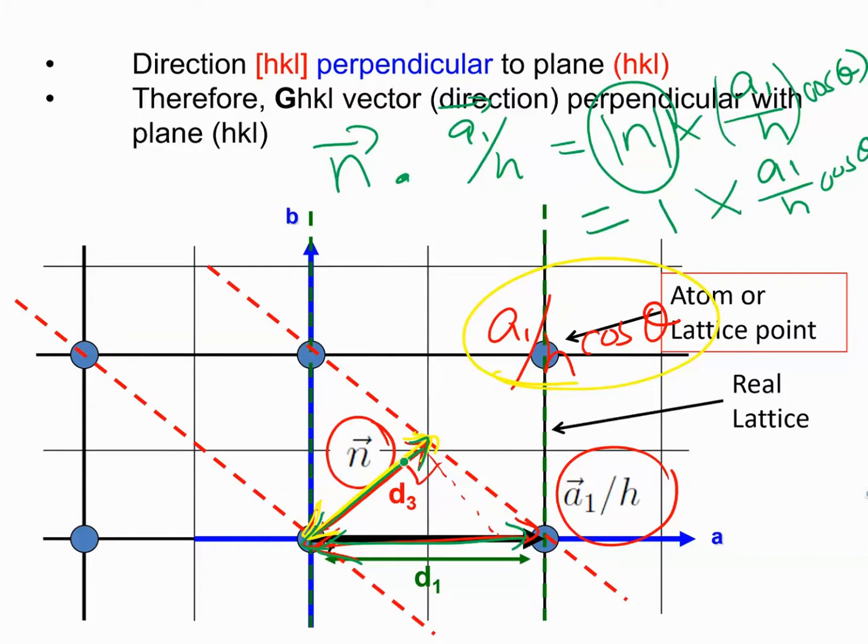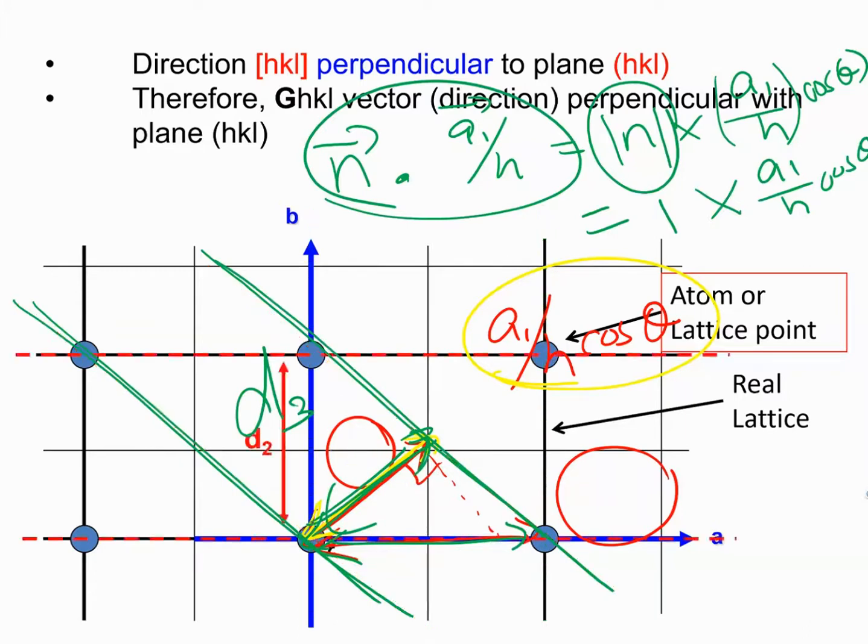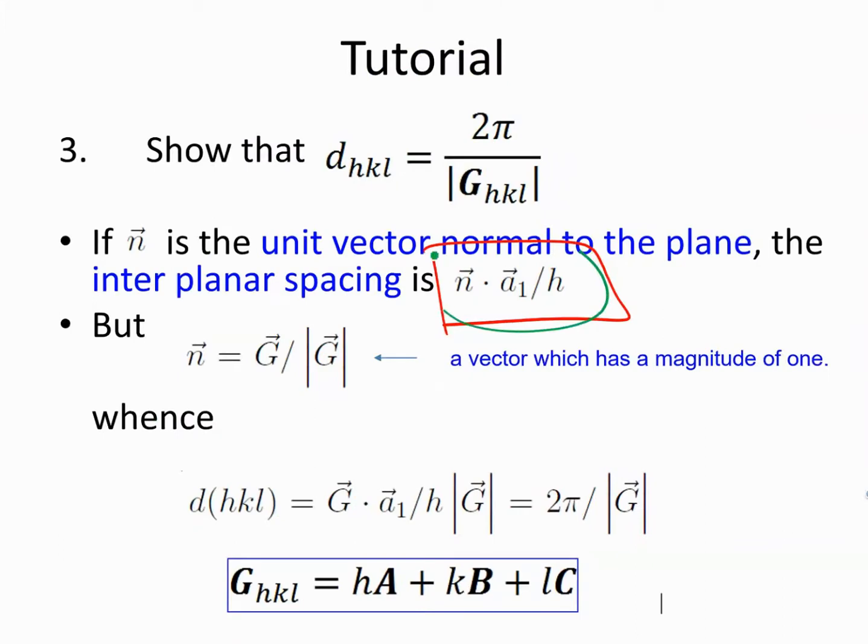This length would be the D3. You see that this length is actually the distance between these two lines. Therefore, we can use N1 dot product A1 over H to get the distance between these two planes. So now, we all agree that we can use this equation.